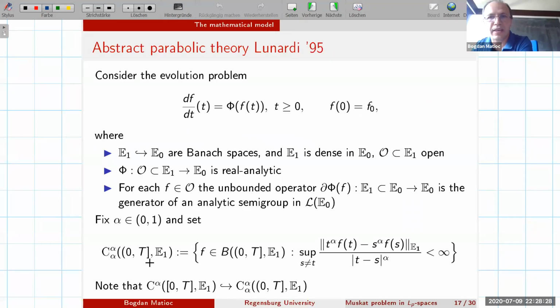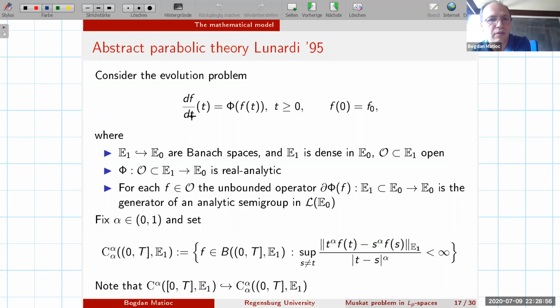So let me say something about the abstract parabolic theory which we use. This is nicely presented in Alessandra Lunardi's manuscript from 95, and is actually due to her. We will not present the theory in full generality, but just as we use it here for the Muskat problem. So we consider an abstract evolution problem.